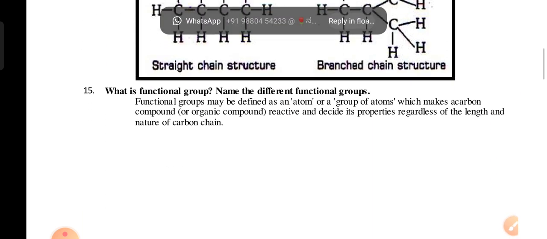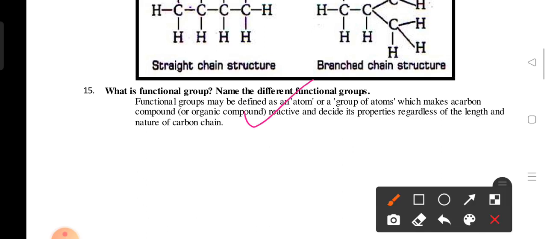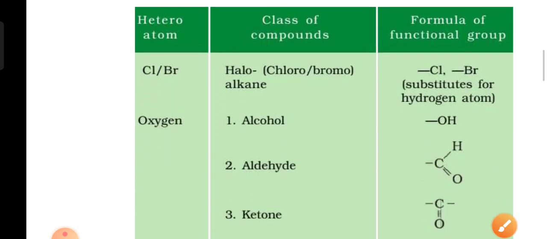What is a functional group? Name the different functional groups. Functional groups may be defined as an atom or a group of atoms which makes carbon compounds or organic compounds reactive and decides their properties regardless of the length and nature of the carbon chain. It's called a functional group. Then name the different functional groups.